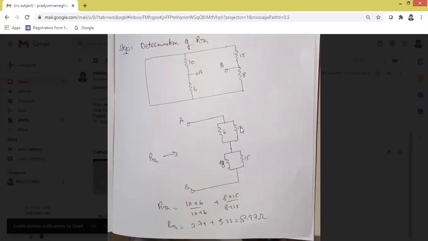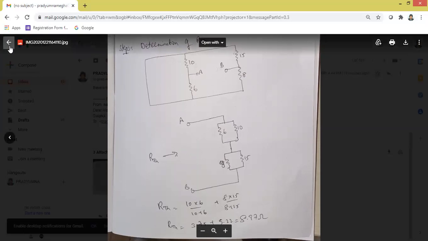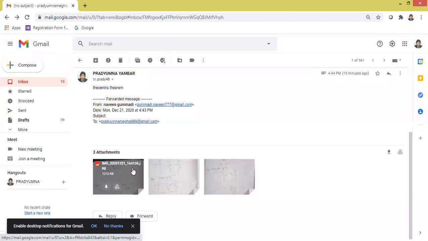Assume the current is flowing. Now 10 and 6 are both connected in parallel. This is also a parallel combination. The overall combination is connected in series. So 10 into 6 by 10 plus 6, plus 8 into 15 by 8 plus 15, which gives the RTH. What is the step 4 after calculation of RTH and VTH?